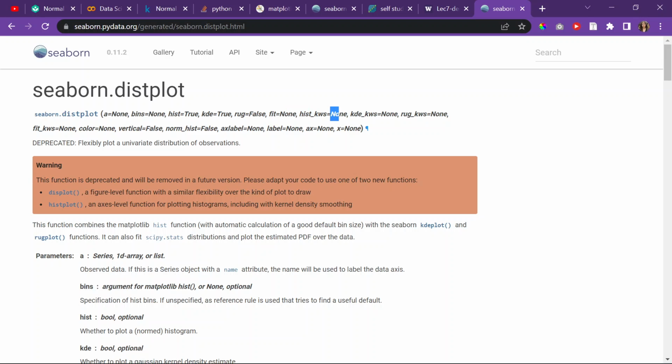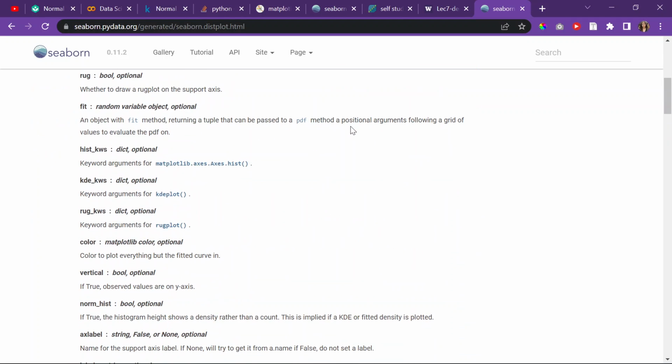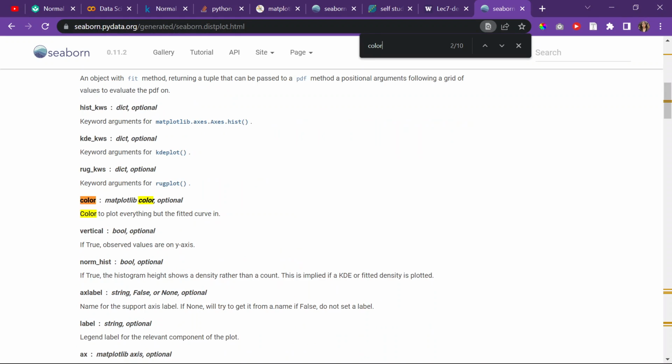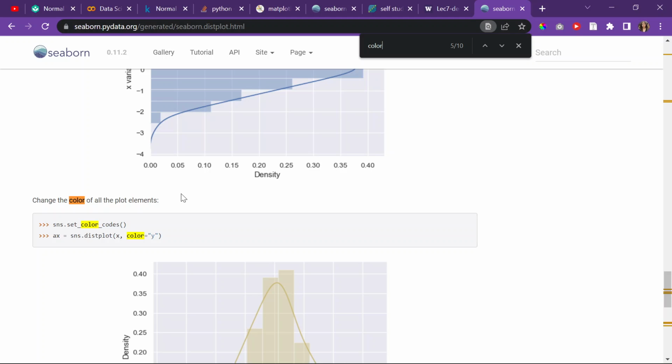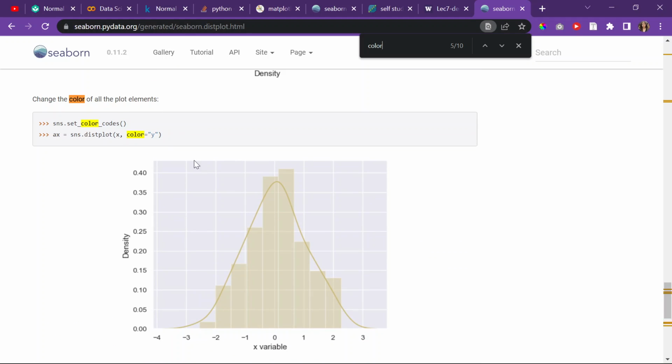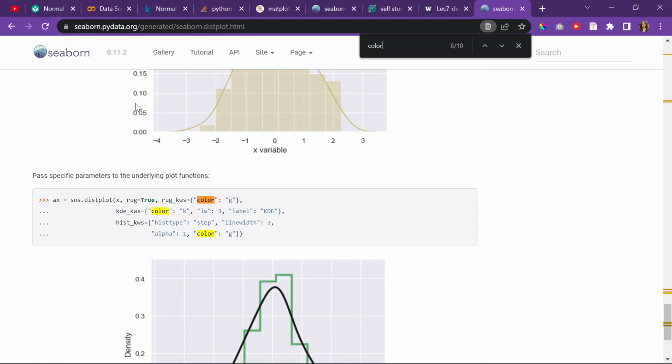KDE, reg, fit, hist, KDE, whatever. How to change the color? Control F color. Color, map of lib, colors, plot, everything but the fitted curve. Well, what's the other one? I guess it will change differently.